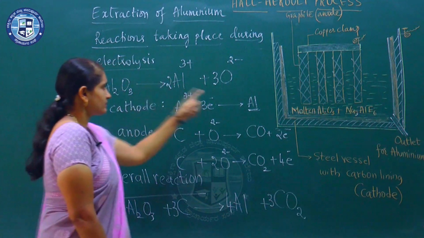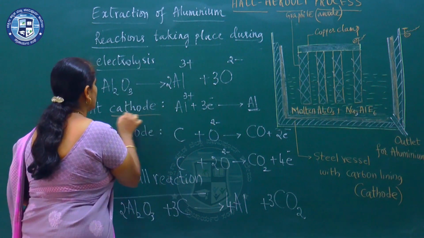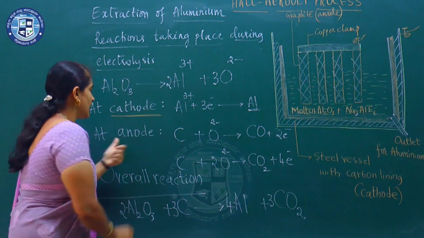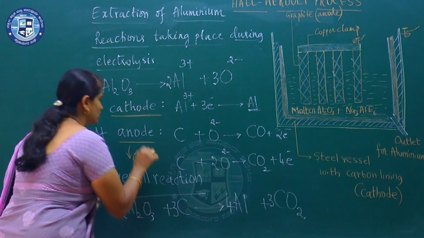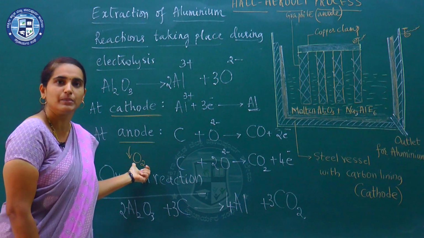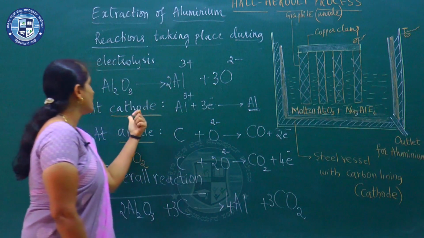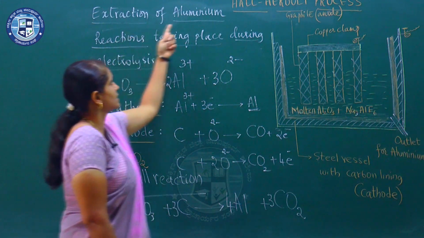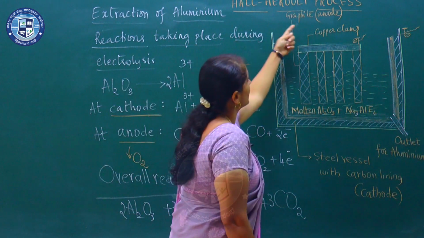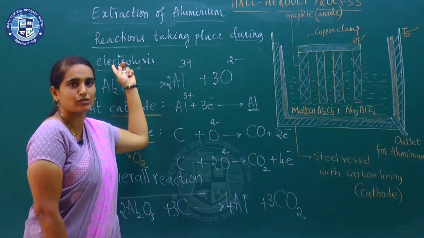See here, aluminium will be liberated at the cathode, and what comes at the anode? At the anode, oxygen will come out, O2. Oxygen gas will be liberated at the anode, and molten aluminium will come out at the cathode. This is regarding extraction of aluminium by the Hall-Heroult process. One example given in the electrolysis.